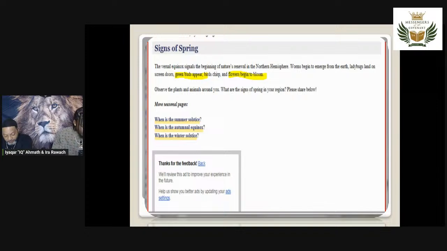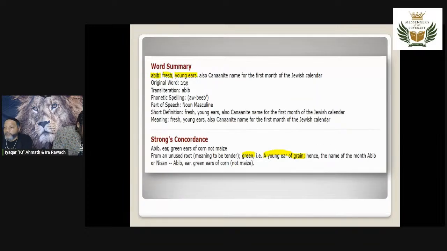Okay, go ahead. The book of Exodus, chapter 13, and verse 4. This day came ye out in the month of Abib, and it shall be when the Lord shall bring thee into the land. That's all I needed was verse 4. Yep. So, the month of Abib.